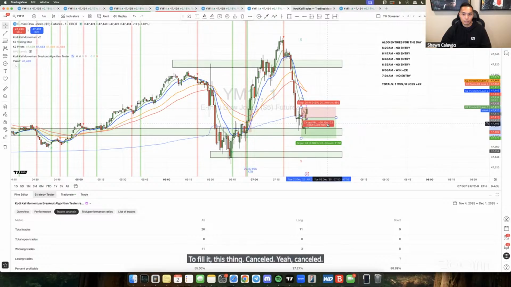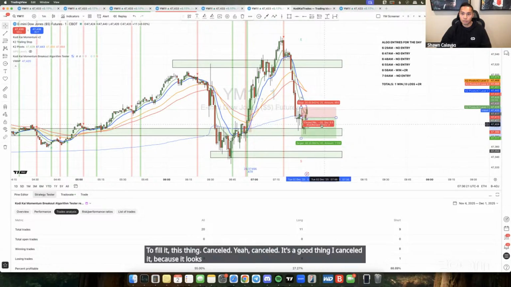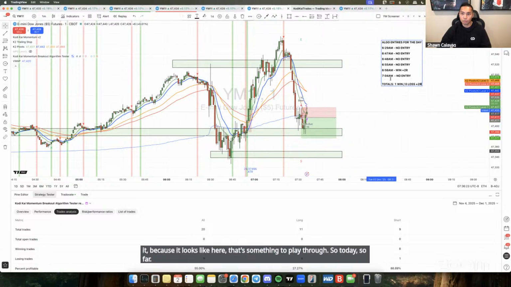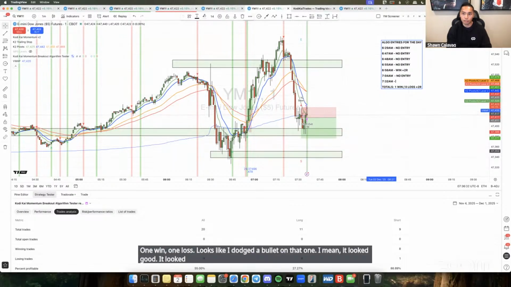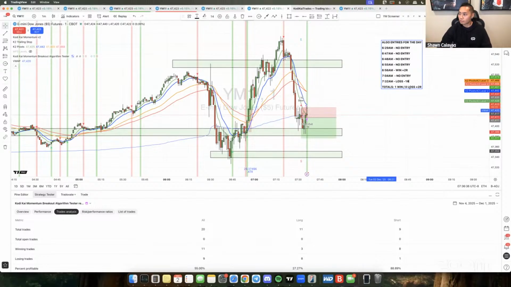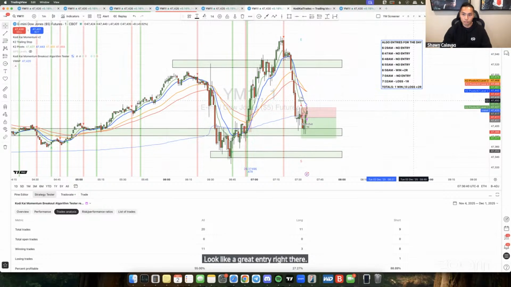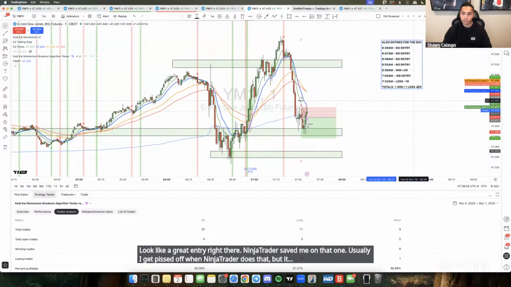It's a good thing I canceled it because it looks like this one didn't play through. So today so far we're currently at one R, one win, one loss. Looks like I dodged a bullet on that one. I mean, it looked good. It looked great, right? Looked like a great entry right there. NinjaTrader saved me on that one. Usually I get pissed off when NinjaTrader does that, but it actually saved me on that one.